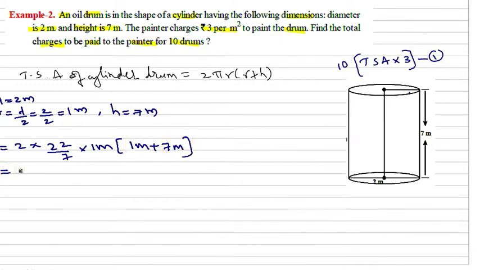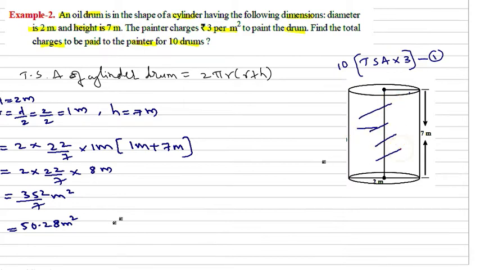Now 2 into 22 by 7 into 1 plus 7 is 8, 8 into 1, 8 meters. Now the answer will become 352 by 7 meters square, which is equal to 50.28 meters square. So the surface area of this cylinder will become 50.28 meters square.